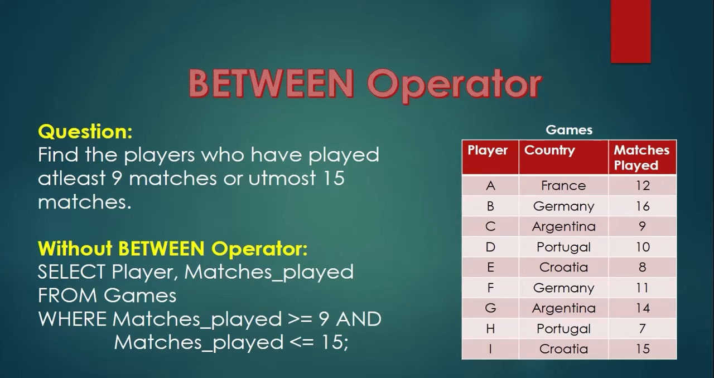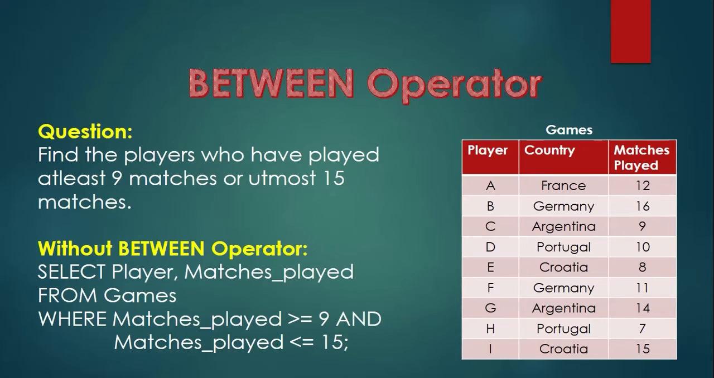Without the BETWEEN operator, our query would have looked like: select players, matches played from games where the matches played is greater than or equal to 9 and the matches played is less than or equal to 15. So here we have to mention the upper and the lower limits separately. Instead, we can use our BETWEEN operator.